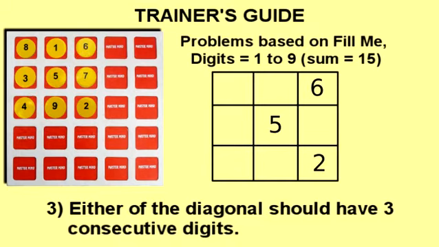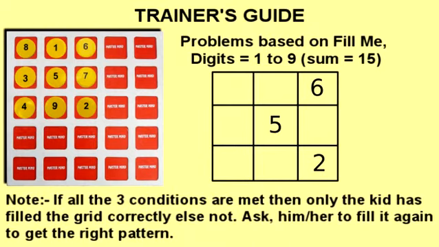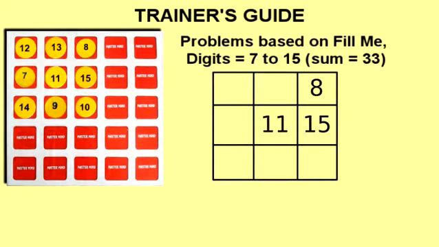Now if all the 3 conditions are satisfied, then only the student has done it correctly, else not. Now you have to note, if all the 3 above stated conditions are met, then only the kid has filled the grid correctly, else not. And ask him or her to fill it again. Let's take one more example.